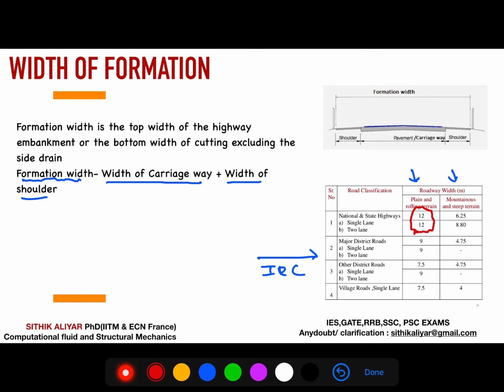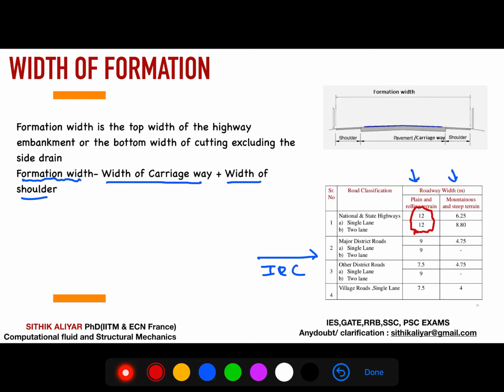Okay, so the remaining everything is lame values; they have never asked. Anyhow, for your knowledge, you can pause the video and note down these values. So the width of the formation is, in my point of view, the width I used in my own work when I had to connect between two ports.